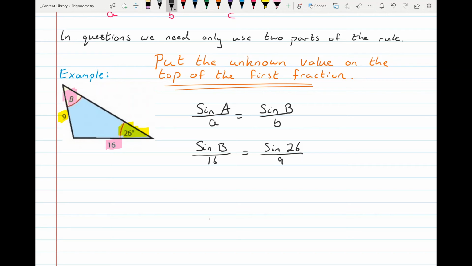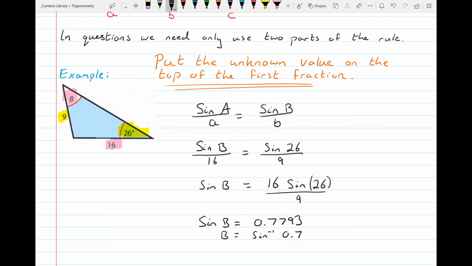To solve this, multiply both sides by 16 to give sine B on the left and 16 sine 26 over 9. When putting this into the calculator, you'll need to put that sine 26 in brackets. All that can go into the calculator and you'll get sine B equals 0.7793. To get B, we will take the sine inverse of 0.7793. B works out to be 51 degrees.